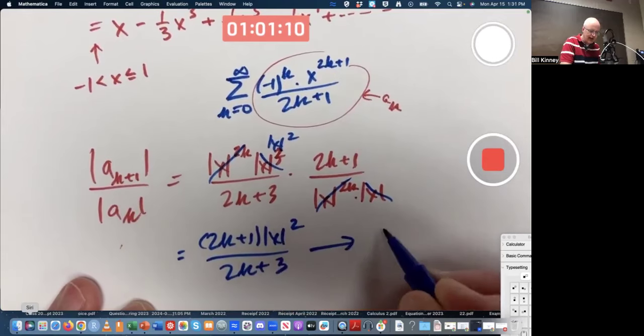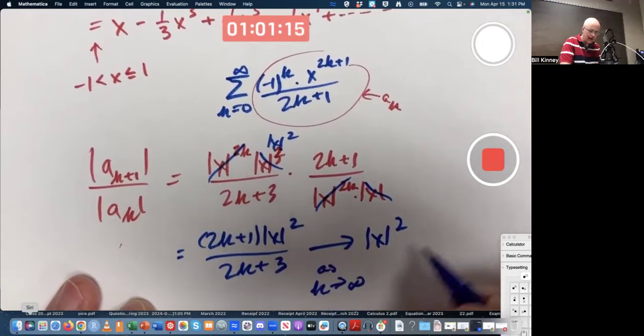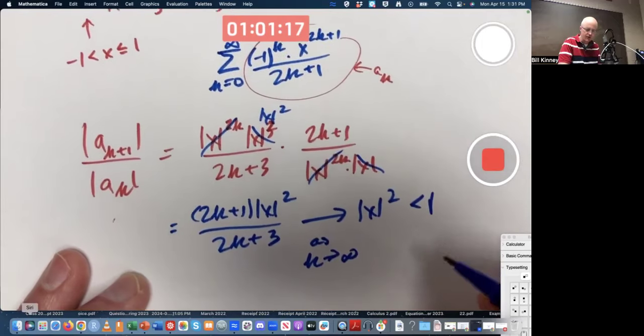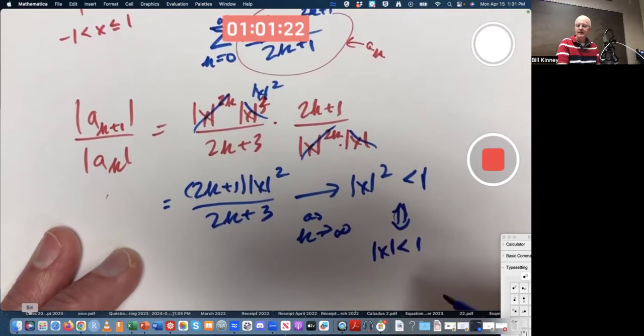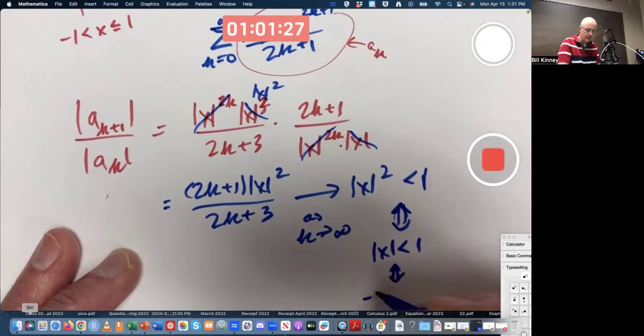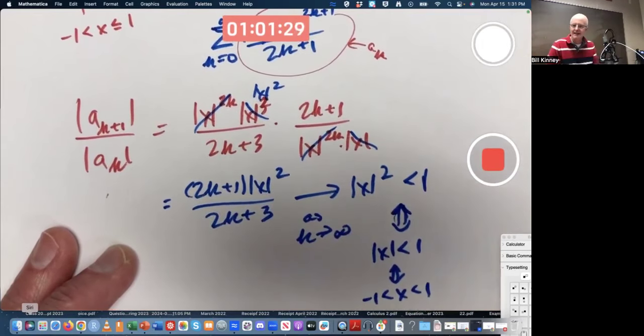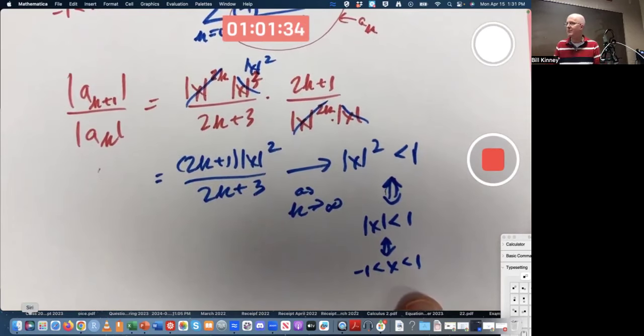As k goes to infinity, that approaches the absolute value of x squared. And to be less than 1 is going to guarantee convergence from the ratio test. And that is equivalent to the absolute value of x itself being less than 1, effectively by taking the square root of both sides. And that's equivalent to x being between -1 and 1. So once again, the ratio test doesn't give you the full interval of convergence because it doesn't tell you anything at the right endpoint in this case. But we could use the alternating series test to verify it does converge at the right endpoint. Does it equal the arctangent function? It turns out to be yes, but that takes extra proof.